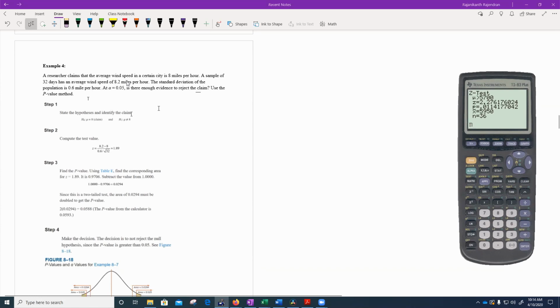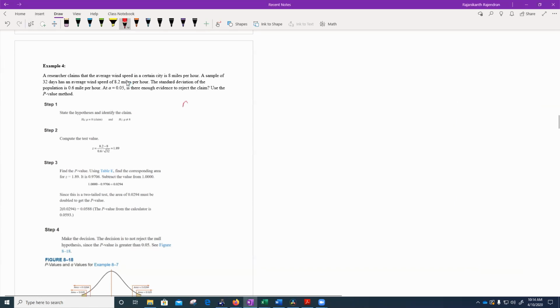So let me write down all the things. My sample size is 32, the claim mu was 8, the x bar, the sample mean, was 8.2, the alpha is 0.05, and the standard deviation for the population is 0.6. That's it. So we know all the numbers here.